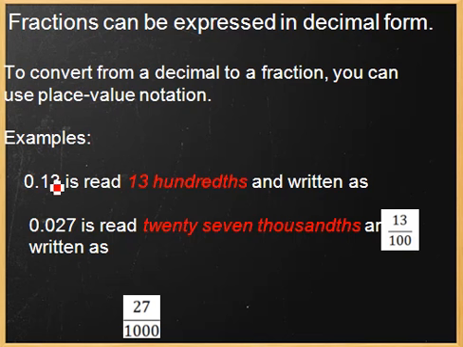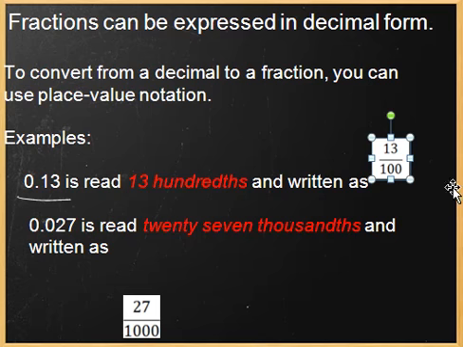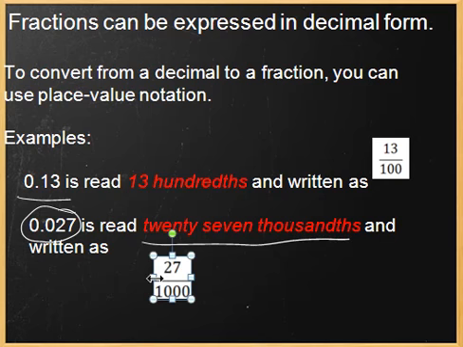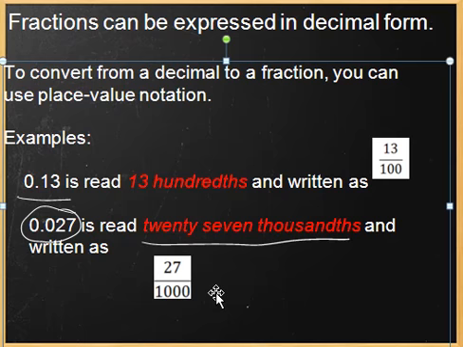Therefore, we can see that what we would call 0.13 is really read 13/100 because we can actually write it as 13 over 100. Likewise, our decimal, which we often read as 0.027, is really representing a decimal with thousandths in the place value. Therefore, we read this as 27 thousandths, and we can write it 27 over 1,000.